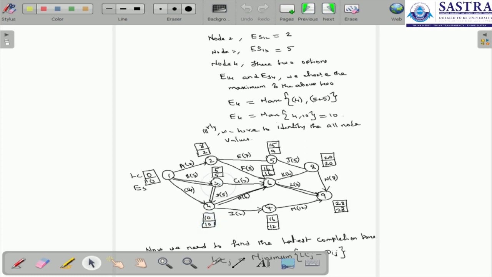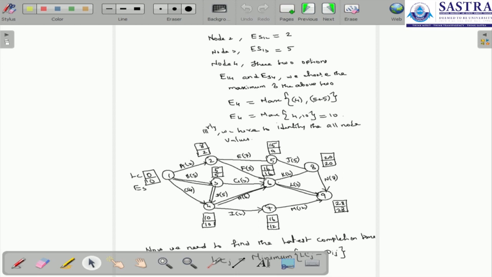And for the third one, there are two options here. We can choose the minimum value. From 10 minus 5, which is 5, and 16 minus 3, which is 13. We have to choose the minimum value, that is equal to 5. So the latest completion time is 5, and the third node has completed.